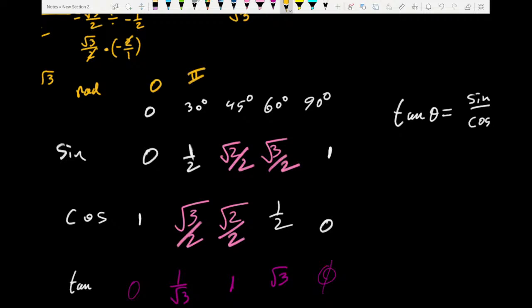0, pi over 6, pi over 4, pi over 3, and pi over 2.